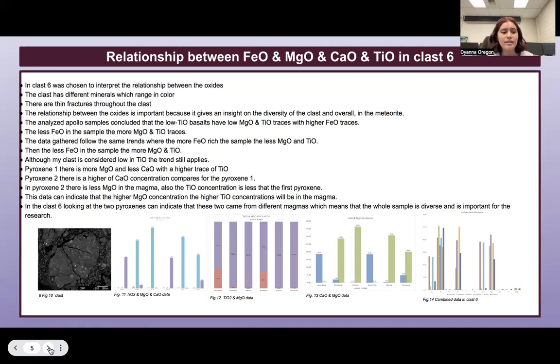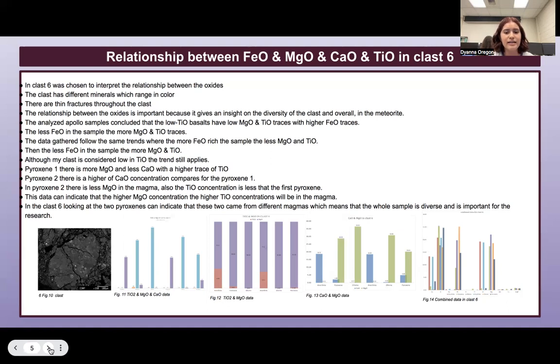In this sample, there are 2 pyroxenes that were analyzed. In pyroxene 1, there is more magnesium and less calcium with a higher trace of titanium. In pyroxene 2, there's a higher concentration of calcium oxide compared to pyroxene 1. In pyroxene 2, there is less magnesium oxide in the magma and also less titanium oxide in the concentration than the first pyroxene.